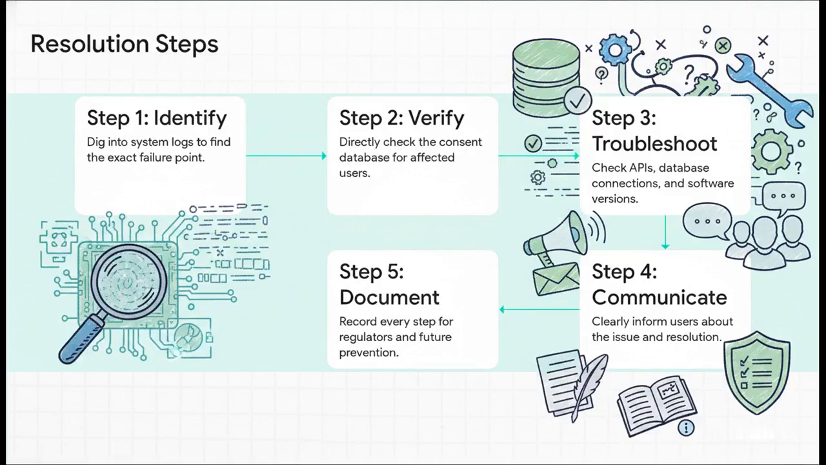First, you've got to play detective. Dig into your system logs and find the scene of the crime. Next, check your consent database to figure out who's been affected. Then, it's time to roll up your sleeves and troubleshoot the technical issues. And this is so important. You need to be transparent and communicate with your users. Finally, document everything. I mean everything. This will be your get-out-of-jail-free card if the regulators ever come knocking.